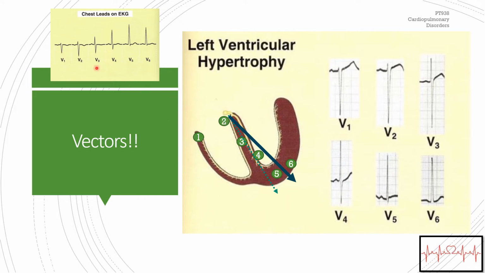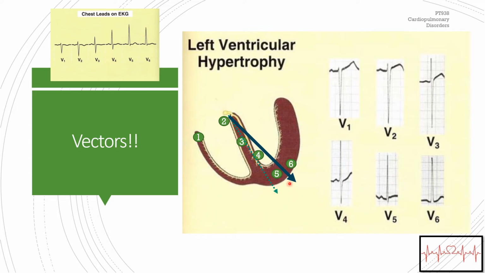I'm moving away from 2, so I should have a negative QRS. I'm moving through 3 and 4, so I have kind of an equal positive and negative QRS. And I'm moving towards 5 and 6, so I have a positive QRS.